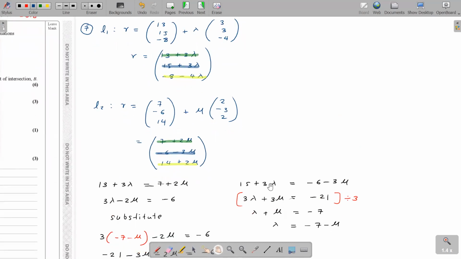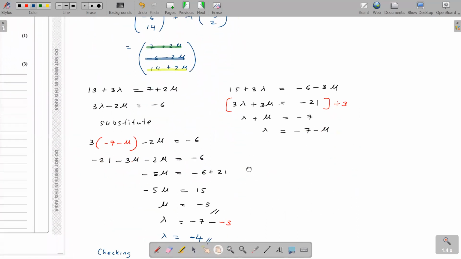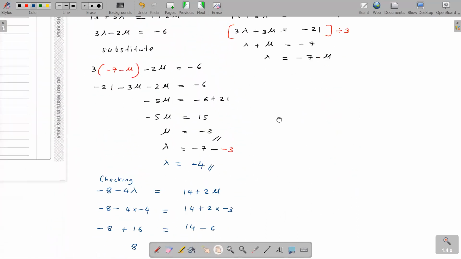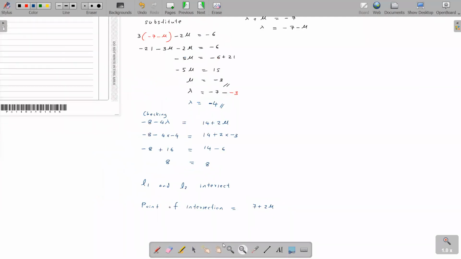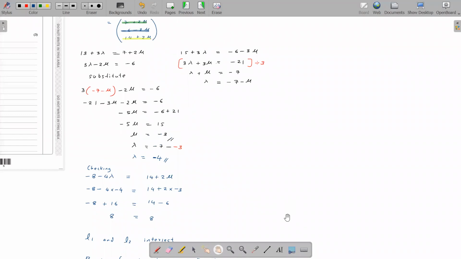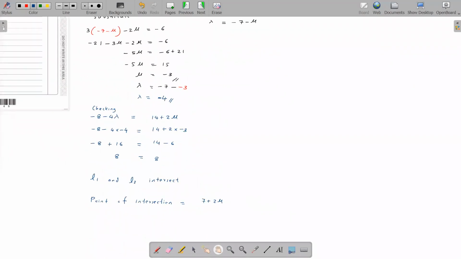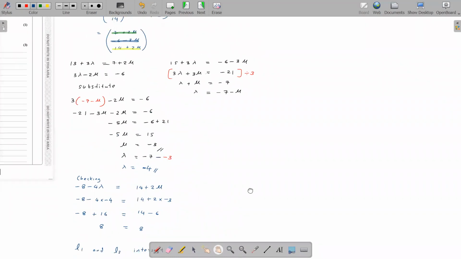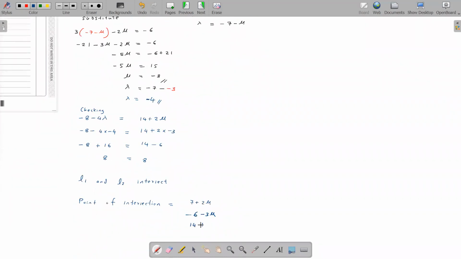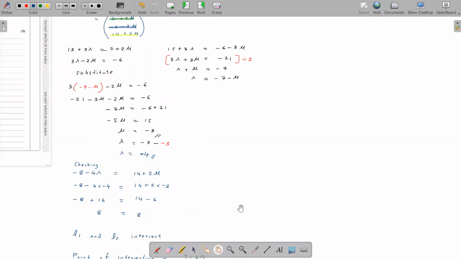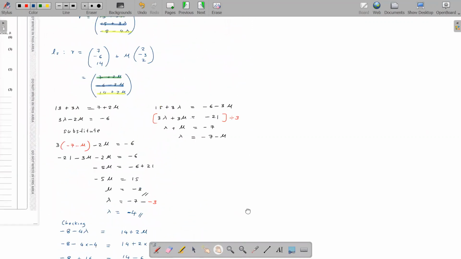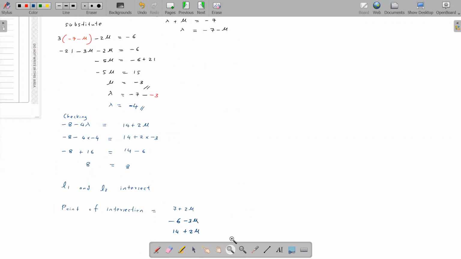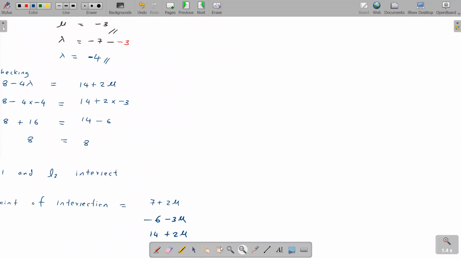Okay. So maybe I'll go with the second one. 7 plus 2 mu. The other coordinate is minus 6 minus 3 mu. The other is 14 plus 2 mu. Substitute the mu value. You can go with any one of the two equations. Okay, substitute the mu value.